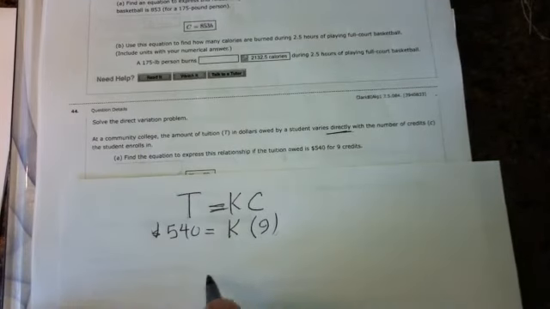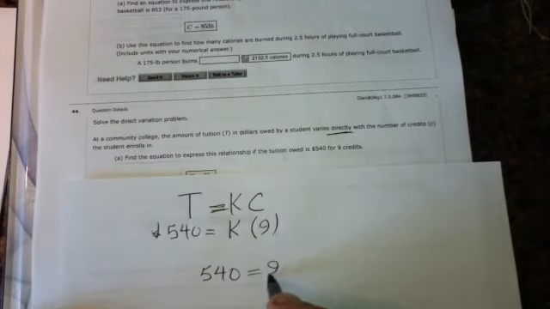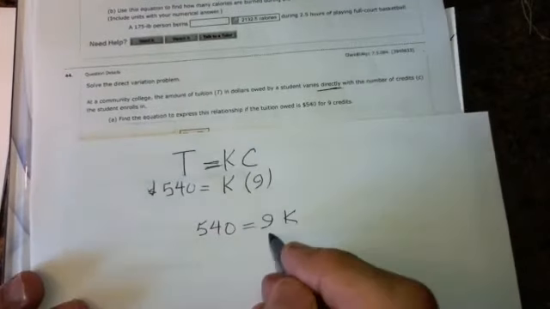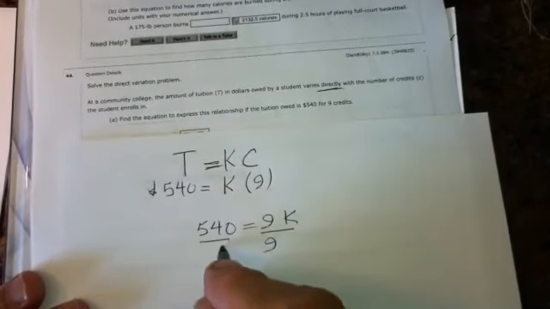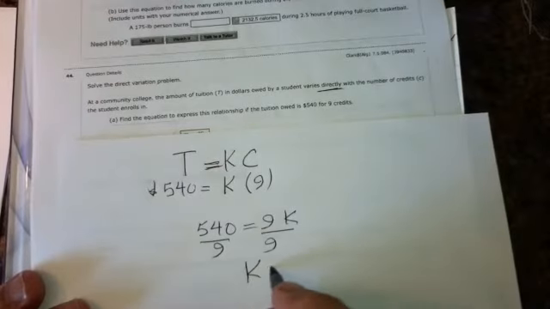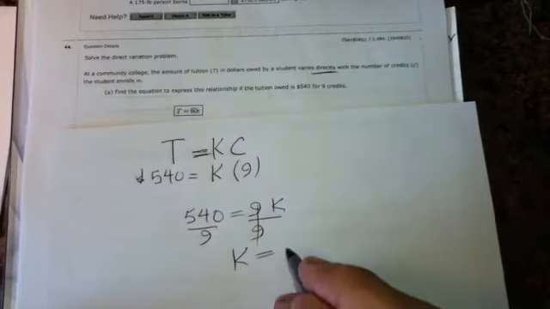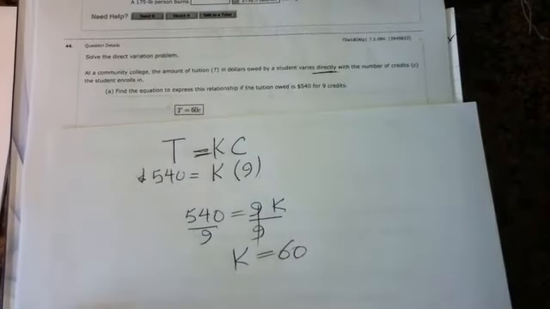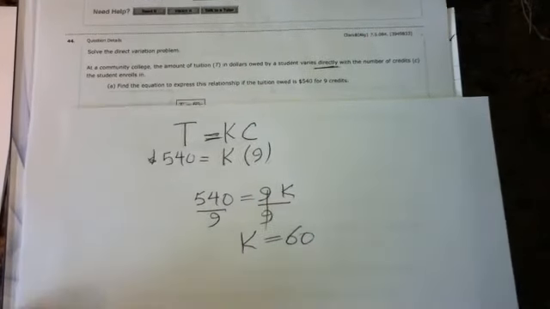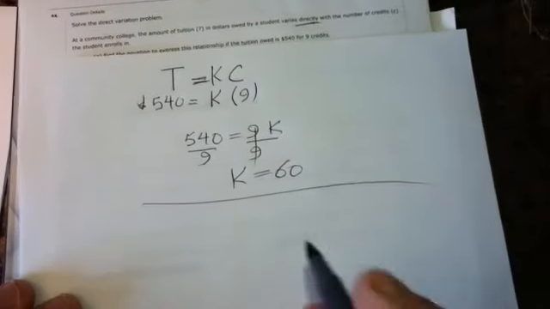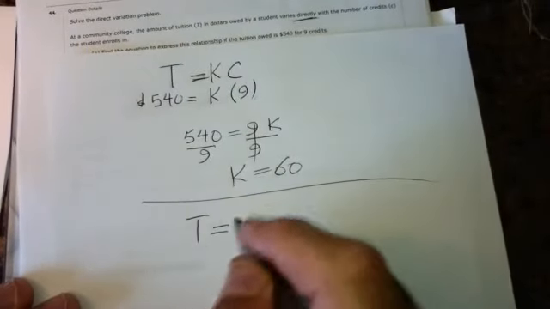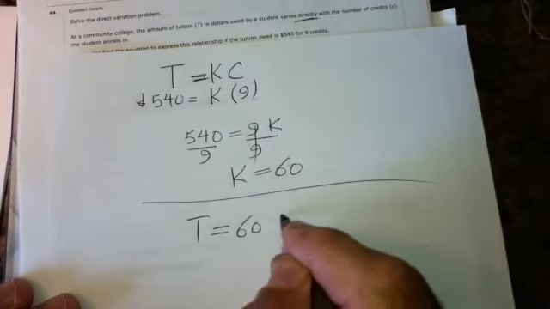That helps me to find K now, because now I have this. 540 is 9K. If I divide both sides by 9, that gives me the value of K, 60. When you find the value of K, 60, you can put it back in the equation. Now the equation has the value of K.